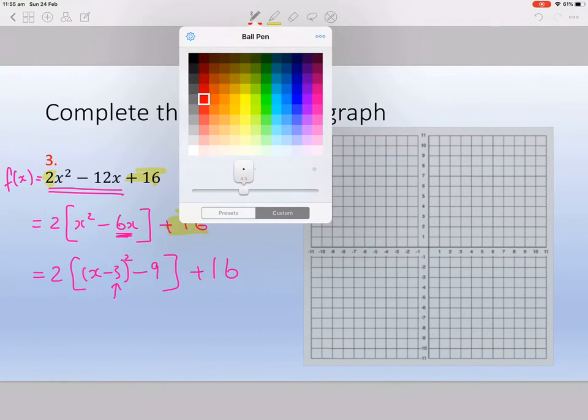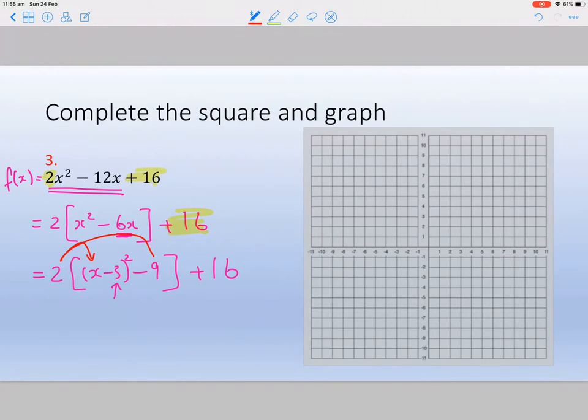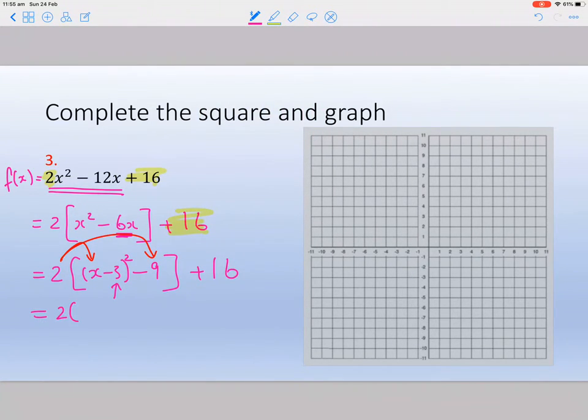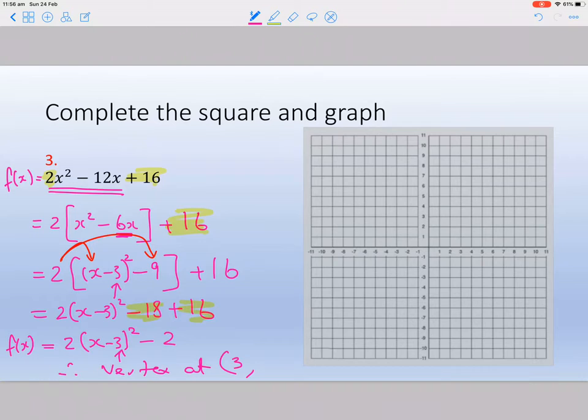Now in this case, it's even more important to ski jump. So I'm going to ski jump here and ski jump here. So what do I get? I get 2 bracket x minus 3 squared. And now minus 18 plus 16. Now I can group like terms. So I'll get f of x is equal to 2 bracket x minus 3 squared minus 2. Therefore, vertex at, and it's going to be opposite this, 3, and this term there, minus 2.